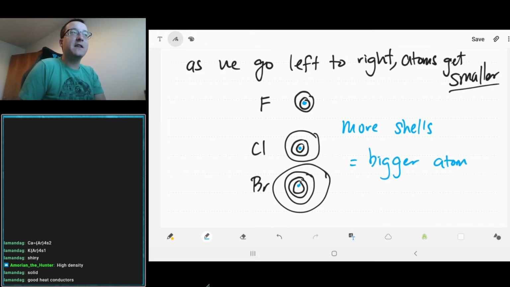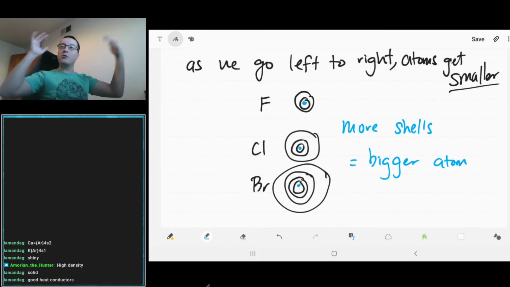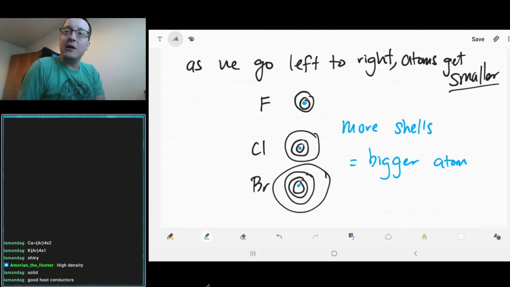Even though bromine does have a lot of protons, we're going to see that it's going to drag in the inner shells, but that outer shell is just going to be too big. It's going to be way out there. So the more shells you have, you're going to have a bigger atom. And hopefully that makes sense, right? Just size-wise.